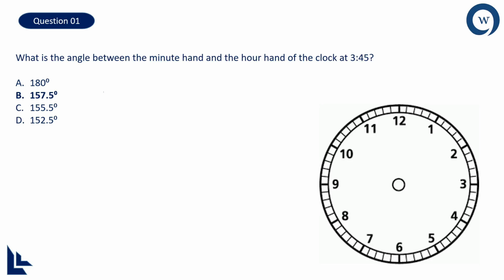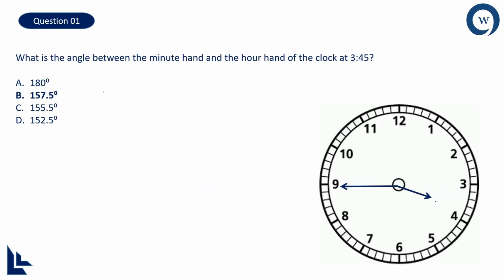Because their mind will function like this. 3:45 means hour hand will point to 3, minute hand will point to 9. Absolutely wrong assumption, because hour hand will point to 3 only at 3 o'clock. Now, what is the right representation of 3:45 then? 3:45, the right representation is over here.